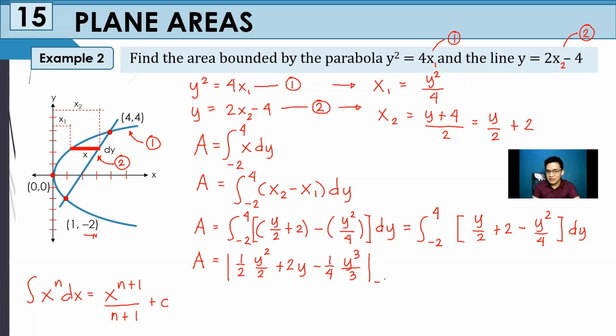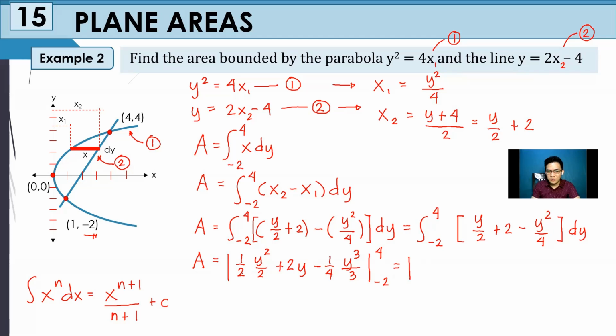Then our lower limit would be negative 2 and our upper limit would be 4. So technically we're done. We'll continue, and that is equivalent to this one. We'll just substitute it, or rewrite it so it's easier to follow.